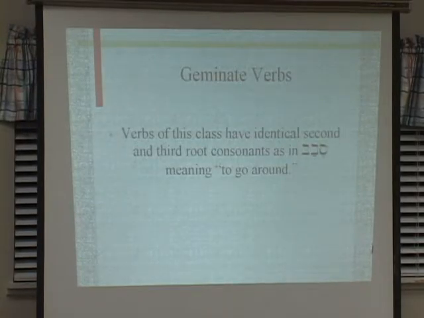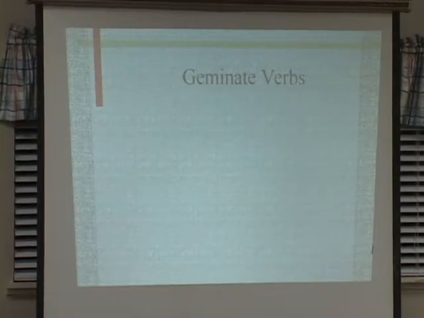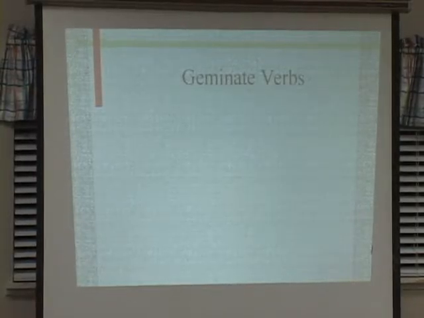Geminate verbs. See, all these types are under the weak verbs. So geminate verbs are the ones that have a repeated second consonant in the third, like sabav, meaning to go around. Wherever you see that combination of bet at the end or similar, these will be called geminate verbs, from the word Gemini, which is the Latin term for what? Twins.